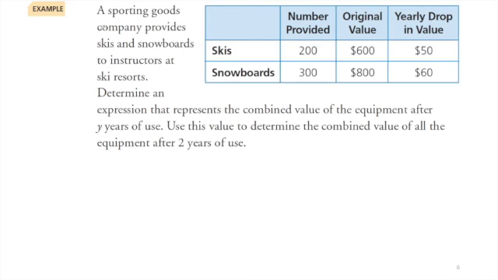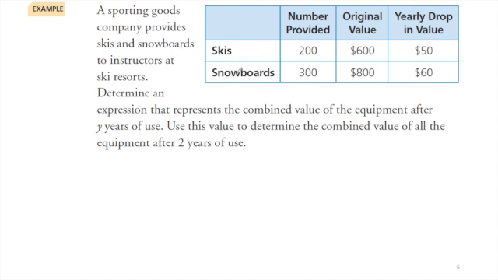Another word problem again that we're going to have to use some distributive property once we come up with some equations. Okay, so sporting good companies provide skis and snowboards to instructors at ski resorts. Determine an expression that represents the combined value of the equipment after y years of use.